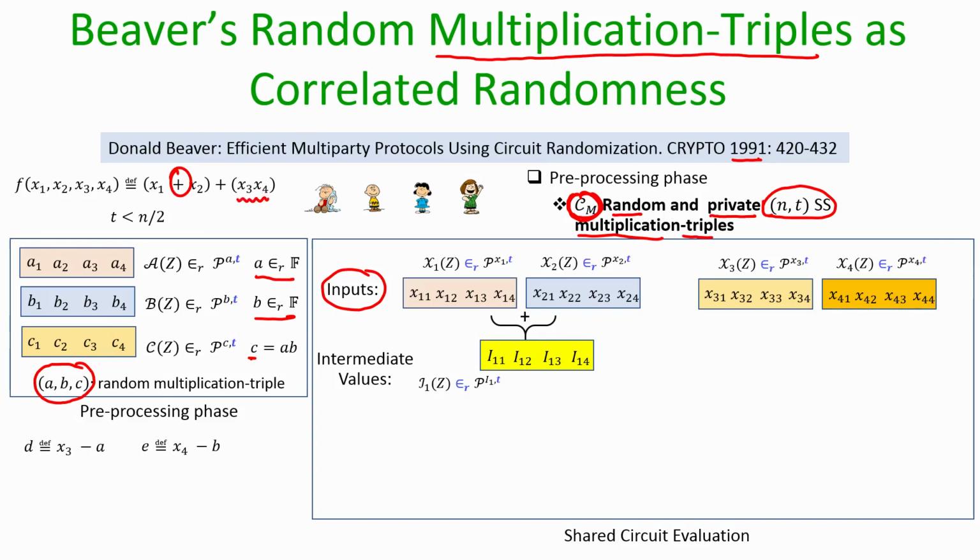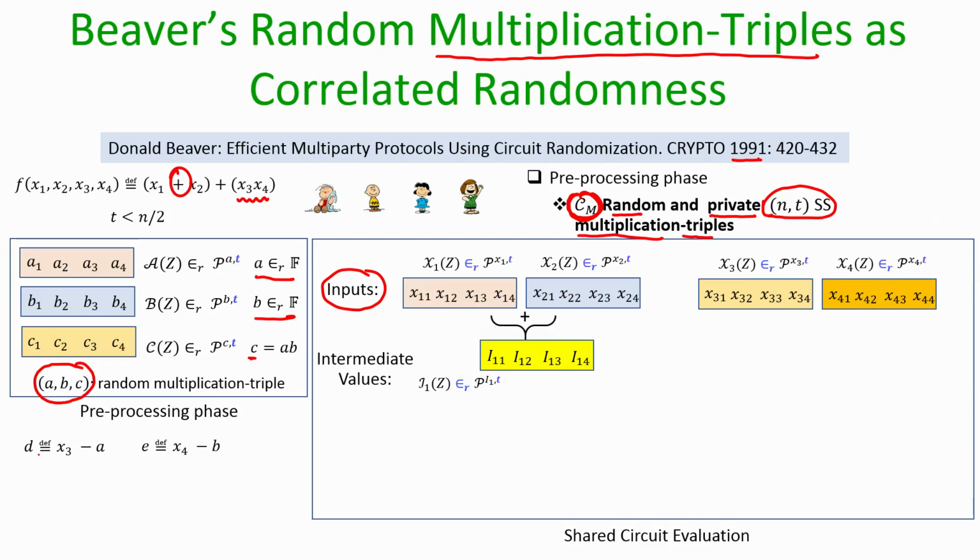Okay. So, the earlier approach was that the parties do a GRR degree reduction, and then from the shares of x3 and shares of x4 they obtain their respective shares of x3 times x4. But we are not going to do that, because that requires communication of n square field elements. Okay. What we are going to do instead is the following.